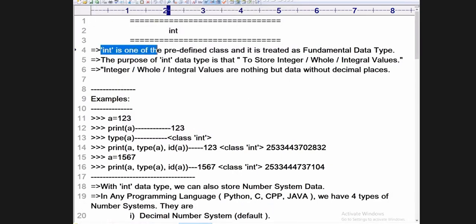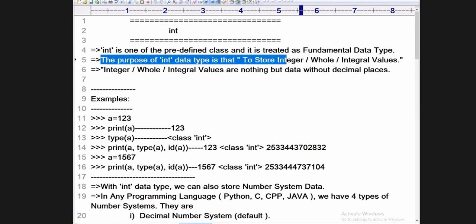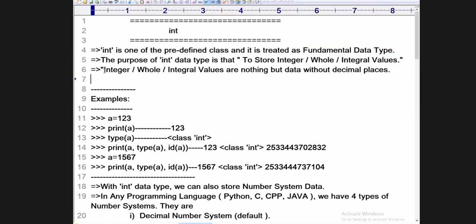See students, int is one of the predefined classes treated as a fundamental data type. The purpose of the int data type is to store integer or whole numbers or integral values. Integer, whole numbers, or integral values are nothing but data without decimal places.